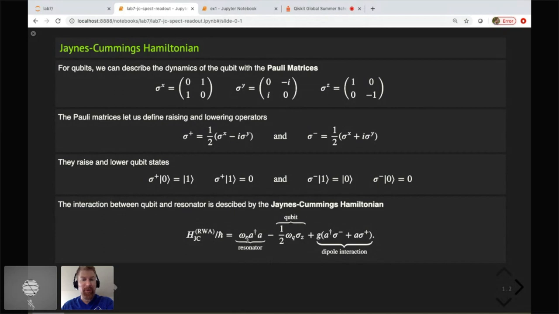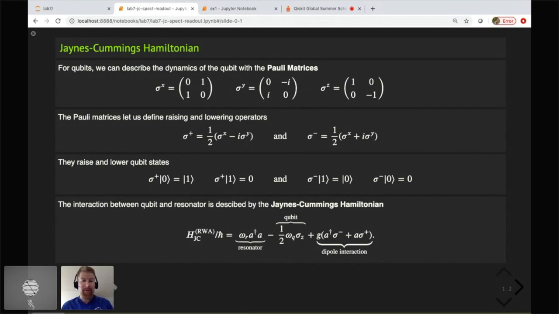To give you an idea of what that is, the resonator readout frequency is typically in the range of about 7 gigahertz, whereas the qubit frequency is typically around 5 gigahertz. This dipole interaction g here is typically about tens of megahertz, so that is much, much smaller than the difference in the energy states. And this is what we mean by the dispersive regime.